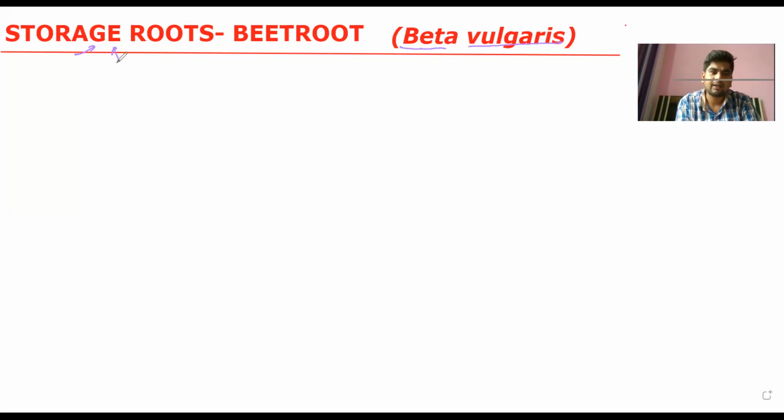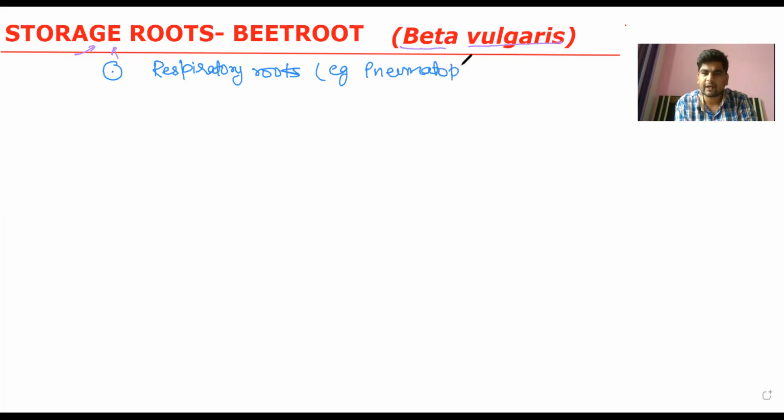So let's just start. The roots are mainly made for the absorption of the water as well as the minerals. The root part is derived from the radicle. But other than the main function, that is the absorption of water and minerals, the roots may get modified to perform several other functions, like some respiratory roots. The roots may also perform the function of exchange of gases. They will be called respiratory roots, like pneumatophores.